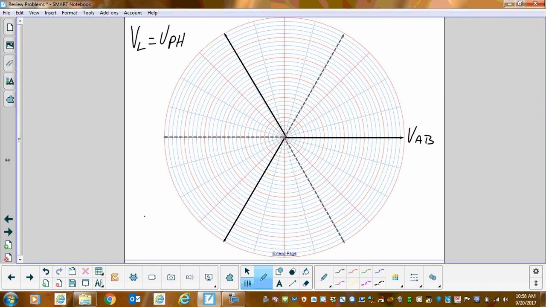So there's voltage AB. Where would we plot voltage BC? Here or here? There. Right here. This is voltage BC. Remember, direction of rotation, in order for us to keep what's called positive phase rotation, we look at our phasors as going counterclockwise on the Cartesian plane. That, of course, means that up here we have voltage CA.